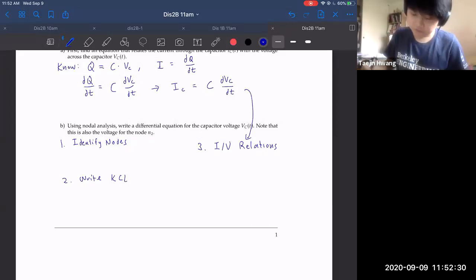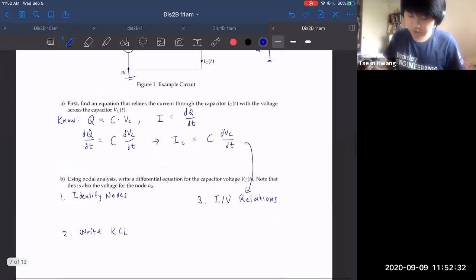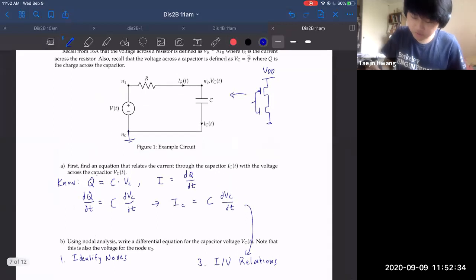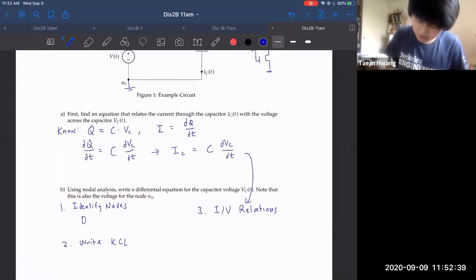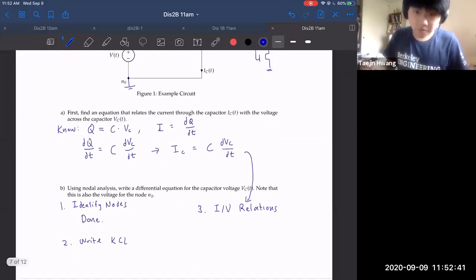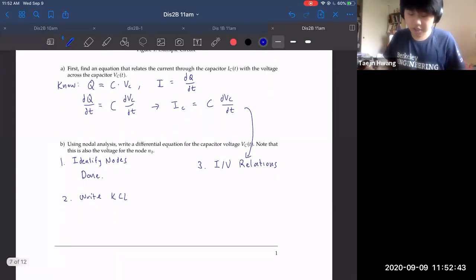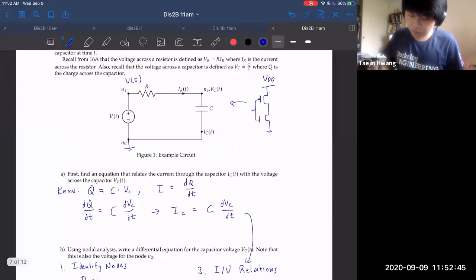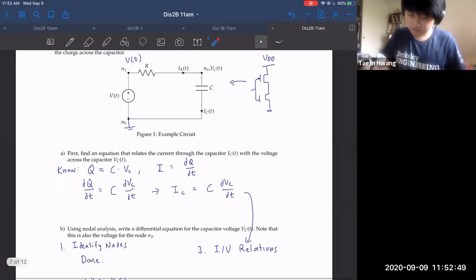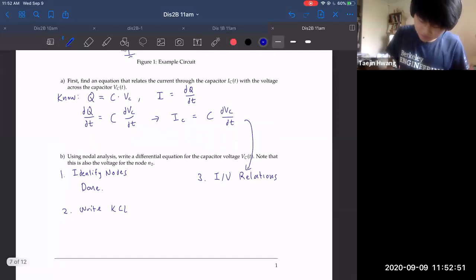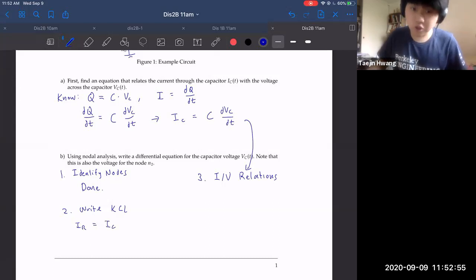So step one is to identify all nodes. I think they've kind of done that for us, so I'm just going to say this is done. And step two is to write out KCL. So we know that IR is equal to IC. Should be a relatively straightforward step.